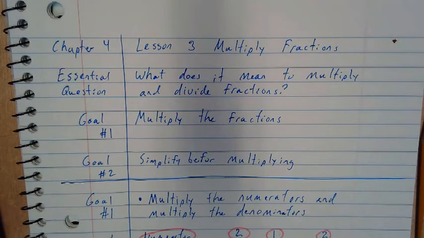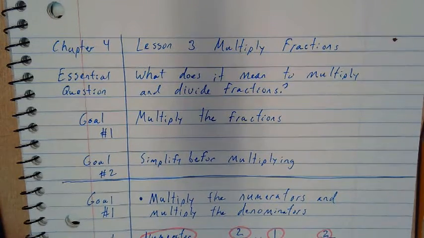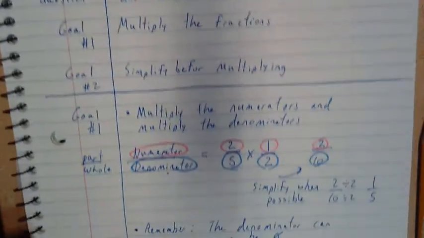The essential question for this chapter is to ask yourself, what does it mean to multiply and what does it mean to actually divide fractions? There's a difference. We have two goals for this lesson. The first one's kind of obvious, it's in the title. We're going to multiply fractions. The second goal, we're going to simplify before multiplying those fractions. Okay, you'll see that once you learn how to do this, it makes the math much easier.